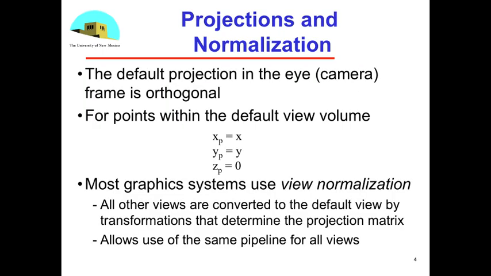So let's start with the simplest possible projection, which is we do an orthogonal projection, and we project directly into the plane z equals 0. That's what we've been doing essentially by default, because if we don't do anything else, the clipping and clip coordinates assume you have an orthographic projection.